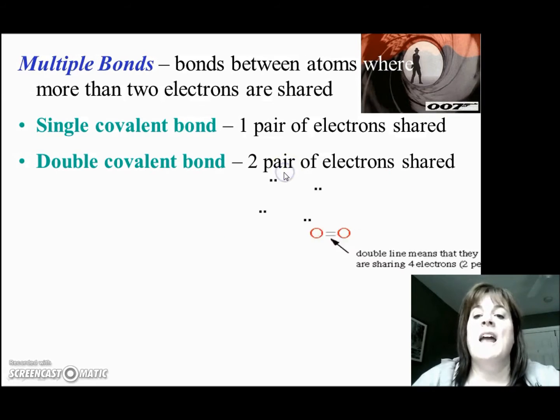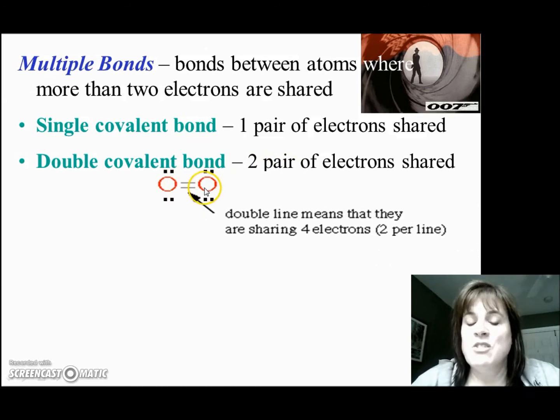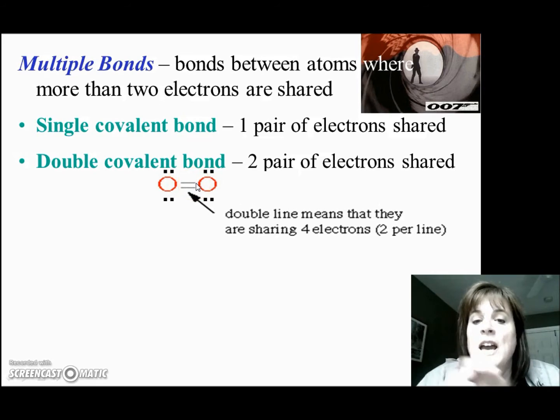A good example of that is oxygen. When oxygen binds to itself, it has a double bond. So these would be, right, each dash represents 2, and there are 2 dashes, so that's 4. So the double line is a double bond, and it means that it's sharing 4 electrons.